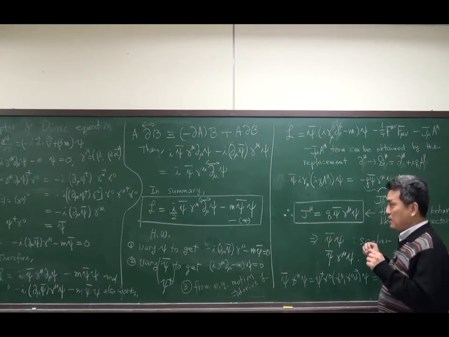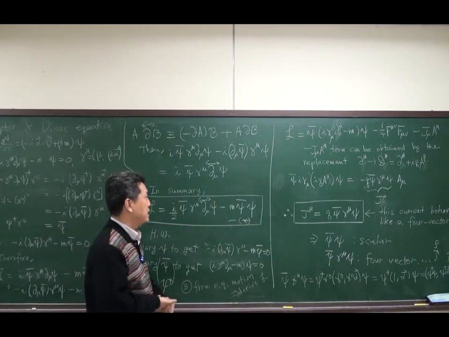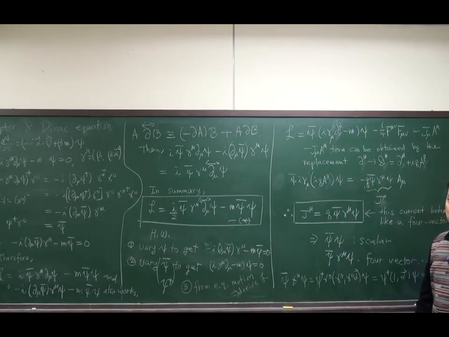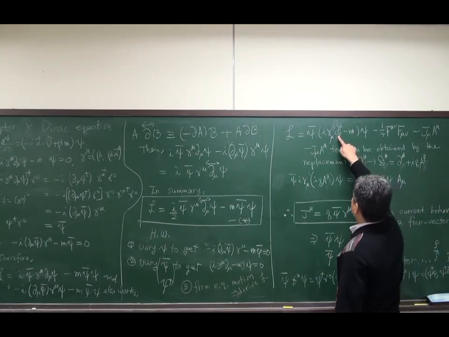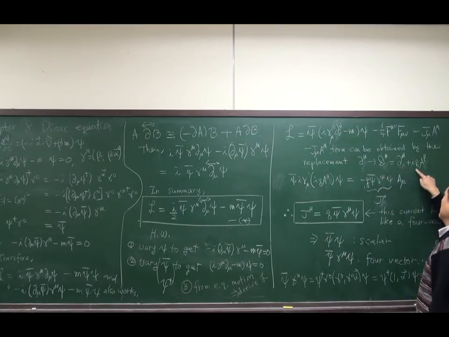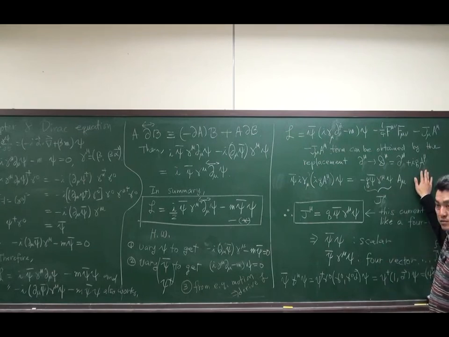But as we already did several times, that can be obtained by replacing the derivative with the gauge covariant derivative. This ∂_μ is replaced with the gauge covariant derivative ∂_μ plus iQA_μ. Then just consider the A_μ dependent term.